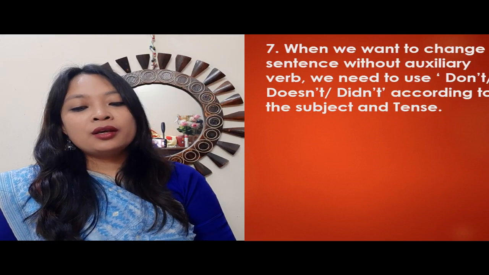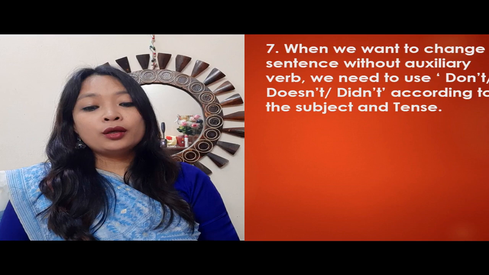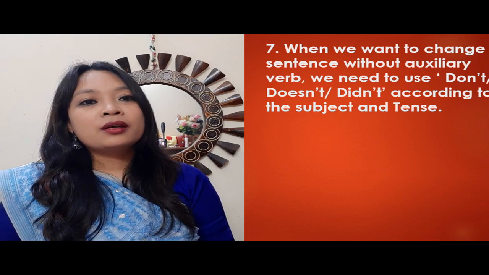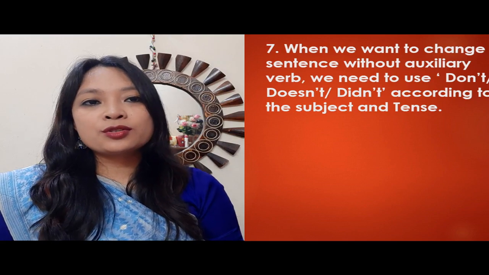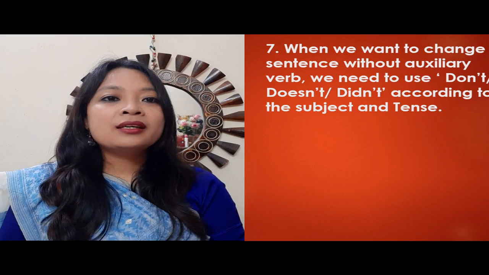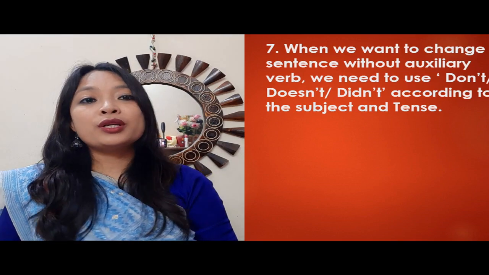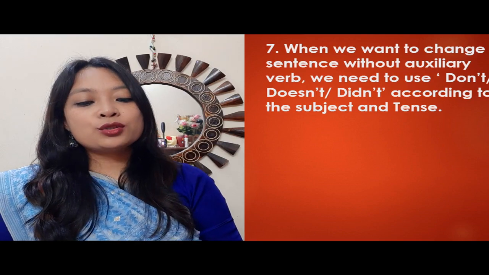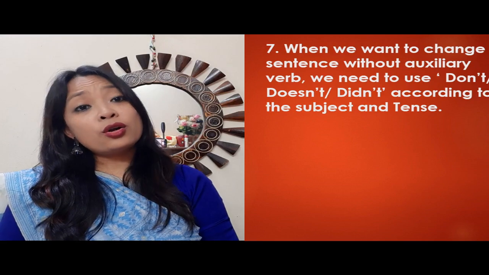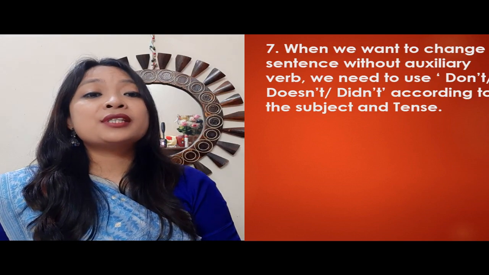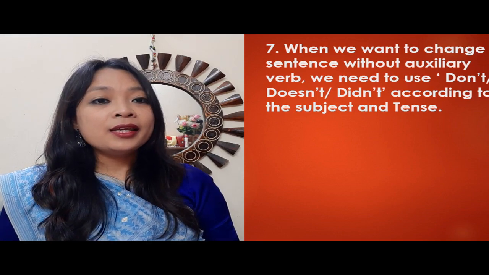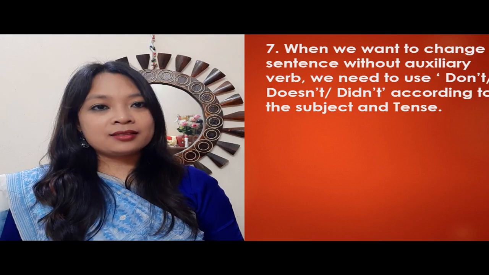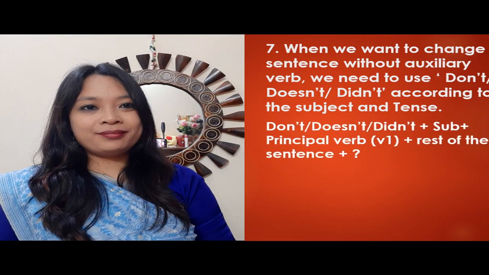When we want to change a sentence from affirmative to interrogative without an auxiliary verb. Suppose we have a sentence without an auxiliary verb, that means an auxiliary verb is not present in that sentence. Then how do we change this type of sentence from affirmative or assertive to interrogative? So dear boys, firstly, you are instructed to write down don't, doesn't, or didn't according to the subject and tense. Okay, let's see the structure.